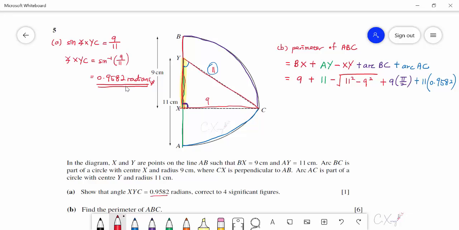Once you list out everything in detail, then you try to get the answer. The answer that I get is 38.35326909. Of course, I need to correct it to three significant figures, which will be 38.4. So this is how we get the answer for the perimeter of ABC.